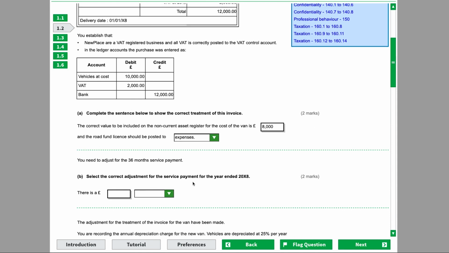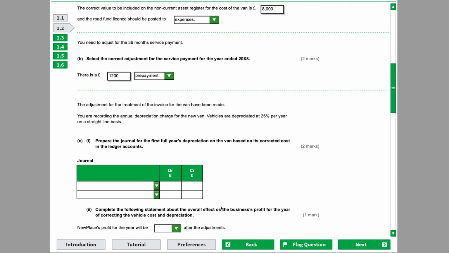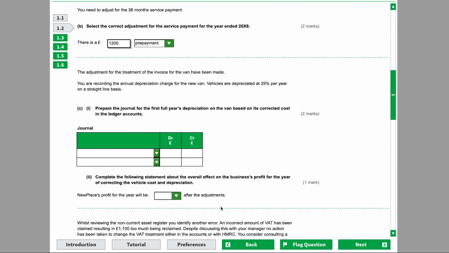We would divide it by 3 to get the yearly amount, and then times it by 2 because we've prepaid 2 years. So that's 1,800 divided by 3 to give you £600 per year, and because we've prepaid 2 years' worth, we'd times that by 2, so 600 multiplied by 2 would be a prepayment of £1,200. So let's just enter that in and scroll down. Right then, moving on to part C.